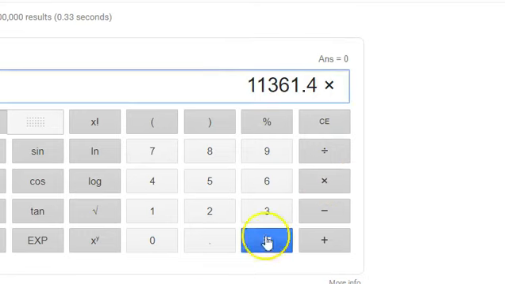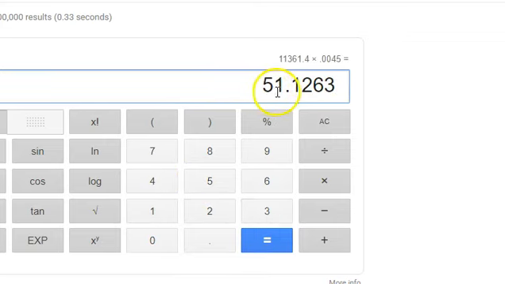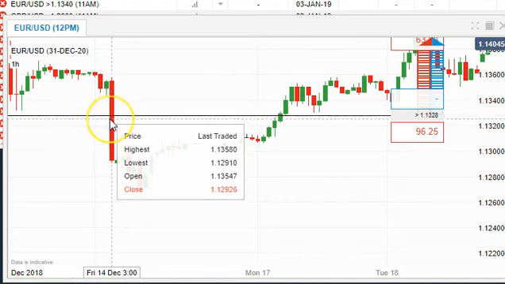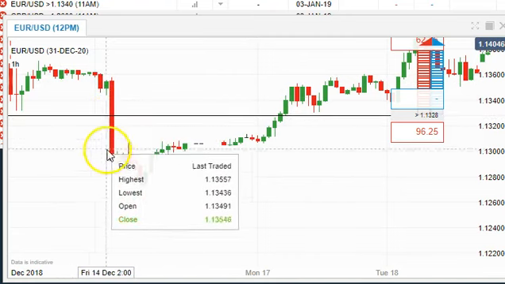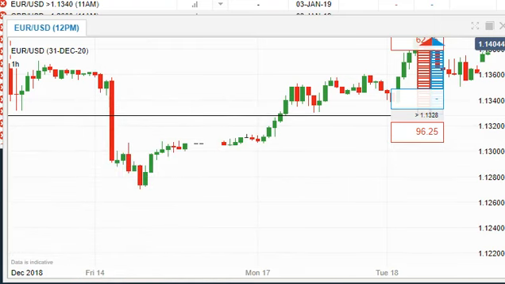Then what I do is times 0.0045. Hit equals, and you have 51.12 pips. I just use those first 2 digits there, and I'll show you why in a second. So it has to be down 51.12 pips from midnight Eastern time in order for me to have a trade at 12 o'clock. And again, these trades only happen at 12 o'clock. So you would not place this trade at 8 in the morning or 3 in the afternoon. It's strictly based on the 12 o'clock price.